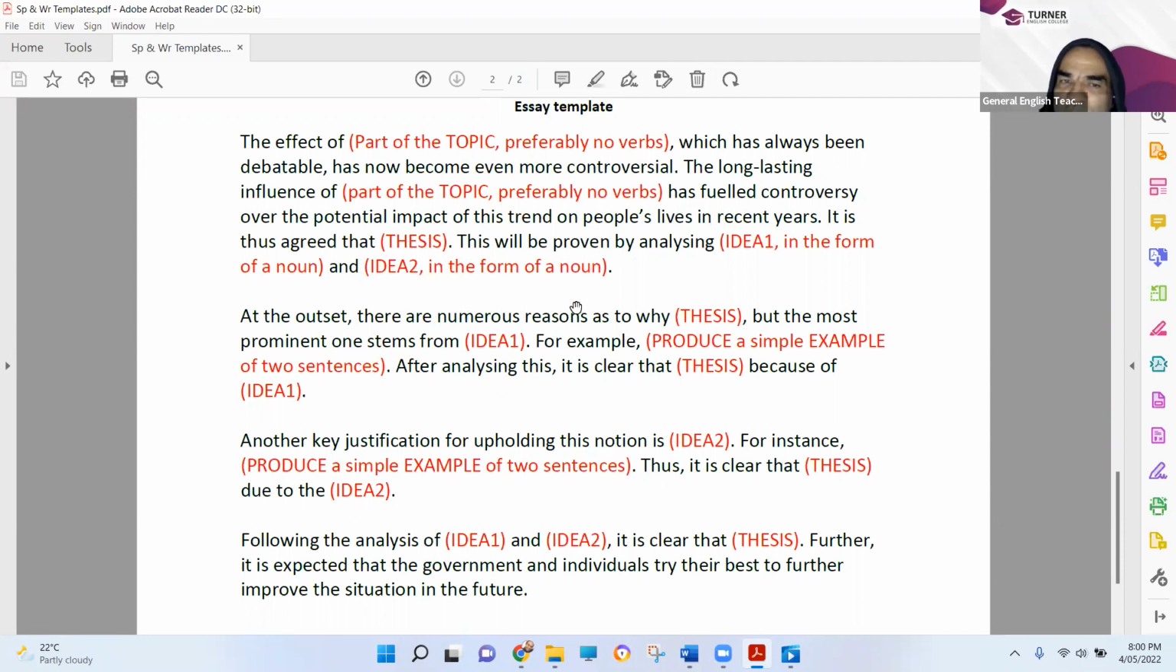At the outset, there are numerous reasons as to why. What was your thesis, Elizabeth? Why watching TV is bad for children, kids. So that's your thesis. So at the outset, there are numerous reasons as to why watching TV is bad for kids, but the most prominent one stems from health. All right, it stems from health.